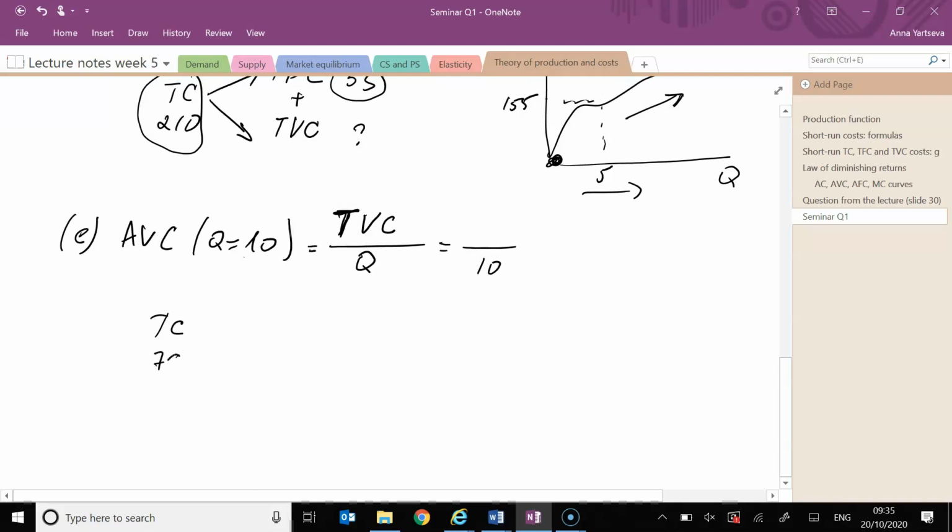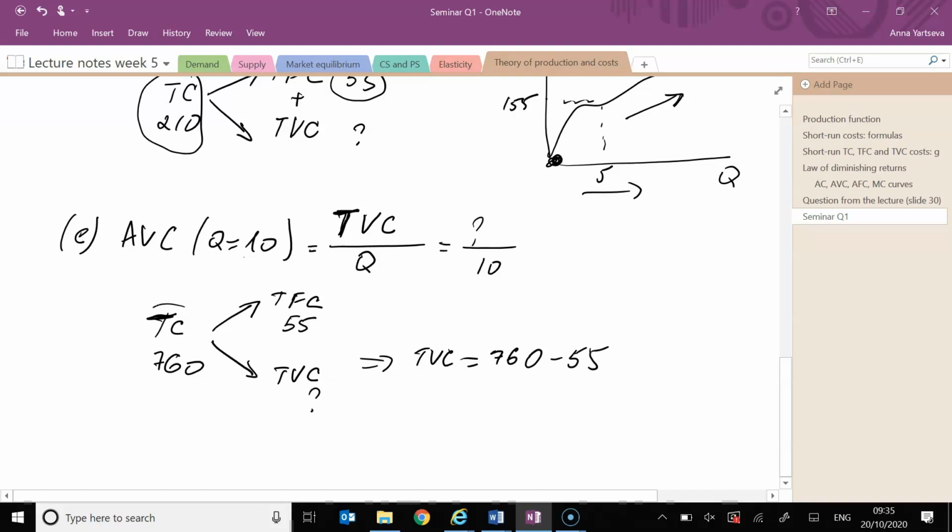When output is 10, total cost is 760. And as before, we know that this consists of two parts, total fixed cost and total variable cost. Total variable cost is what we need, but we don't know this yet. However, we know total fixed cost. Total fixed cost is 55 pounds. It's always 55 pounds for our particular production process, which means that we can calculate total variable cost as the difference between 760 and 55. Overall, we spent 760. Out of this, 55 is fixed, which means that the rest, 705, will be variable cost.